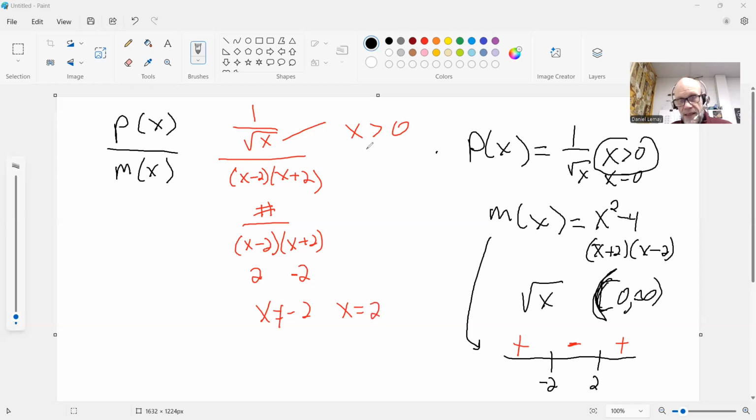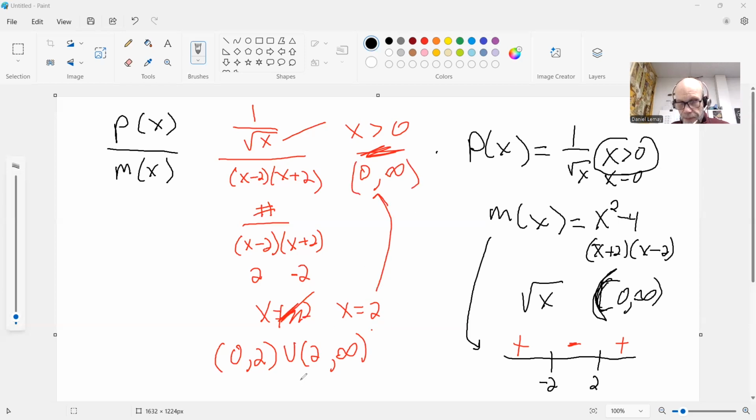And now, because P of x has a domain x is greater than 0, we don't even have to worry about negative 2. So we just got to worry about this. So the problem says I can go from, I'm going to write this in interval notation, from 0 up to 2, but then I've got to skip over 2 and go to infinity. Like this would be 0 to infinity if I did this as an interval. So what we got to do is break that up because of the 2. All right, so that's the domain of that composite function.